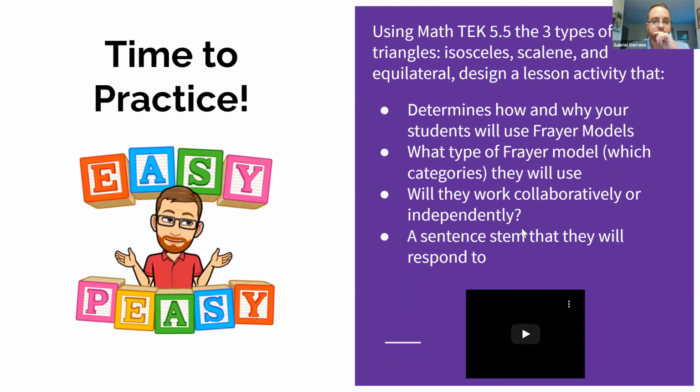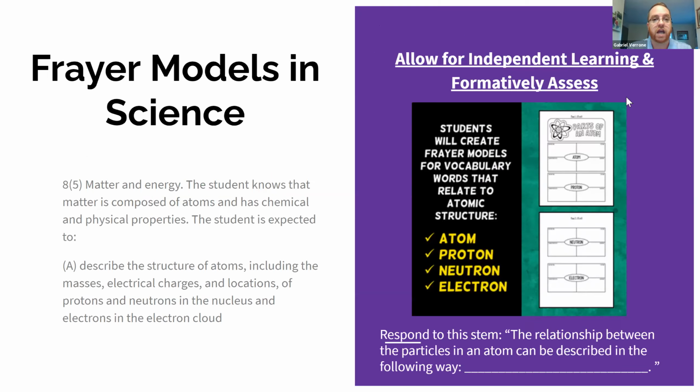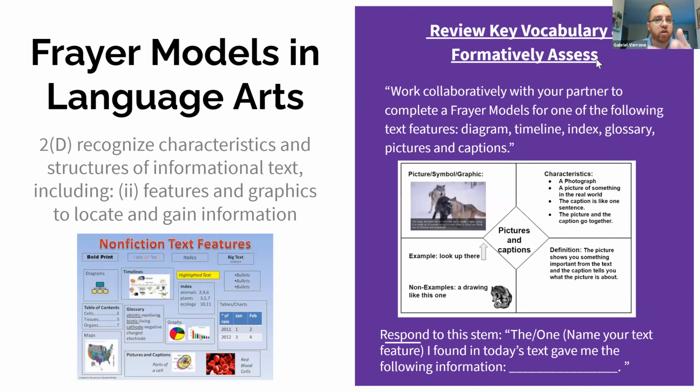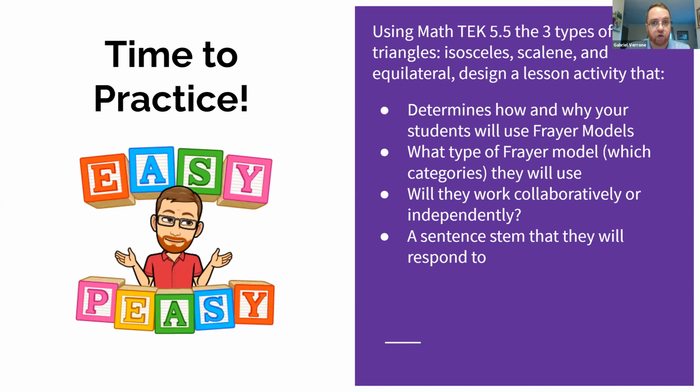All right. So we do have some time. This is gonna be quick, but here's what I want you to do. I'm gonna go back to Math TEK 5.5, right? So think about the 3 types of triangles: isosceles, scalene, equilateral. And I want you to do basically what I did. What would you use it for? Are you gonna do independent learning? Are you gonna review vocabulary? Are you gonna activate prior knowledge? Are you gonna do something else?